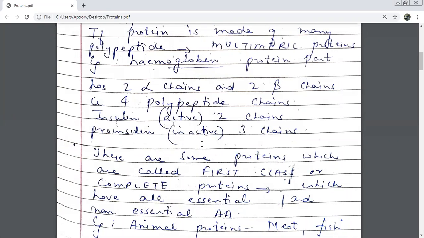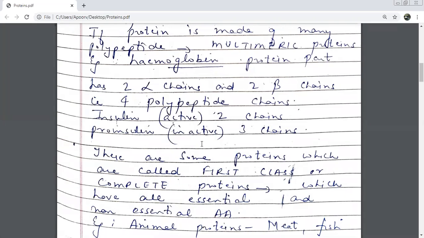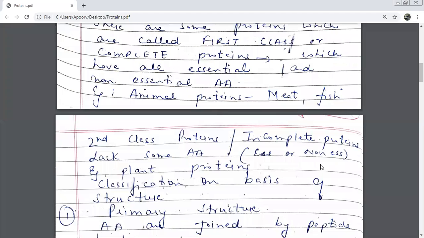What was the example we did for complete proteins or first class proteins? Animal proteins, that is meat and egg. The second part was your second class proteins, or incomplete proteins. Why do we call them incomplete proteins? Because they lack some of the amino acids, essential or non-essential. What was the example? Plant proteins. So plant proteins are incomplete proteins, or second class proteins.